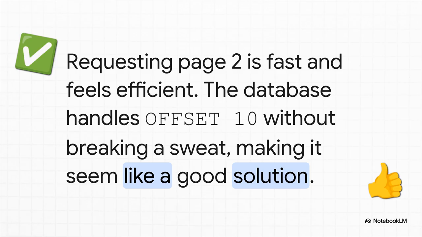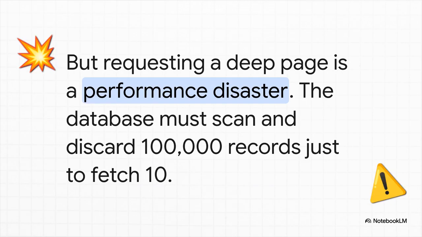It fools you. But just watch what happens when a user wants to dig deep into those results. To get to page 10,001, we suddenly have to offset 100,000 records. This isn't a quick lookup anymore. At this point, your database just hits a wall, and you've got a disaster on your hands.